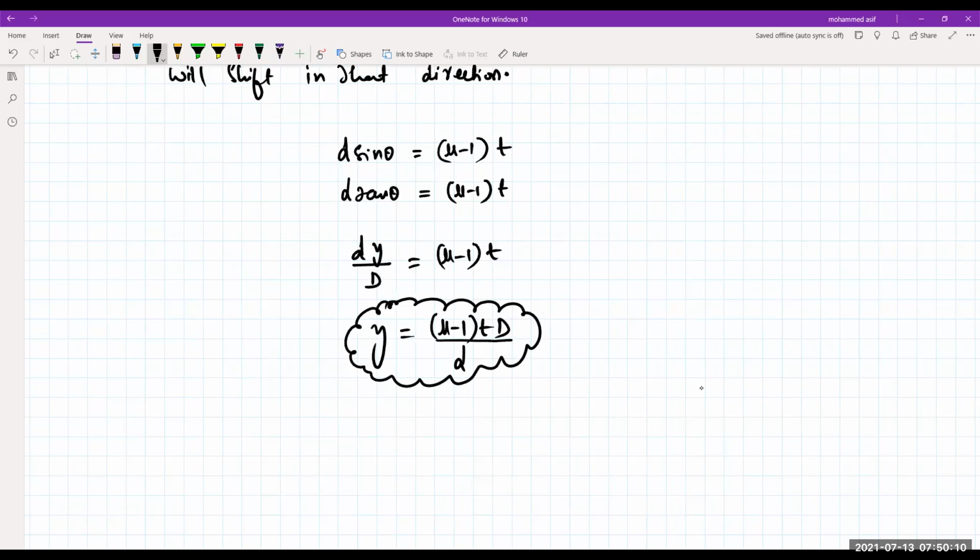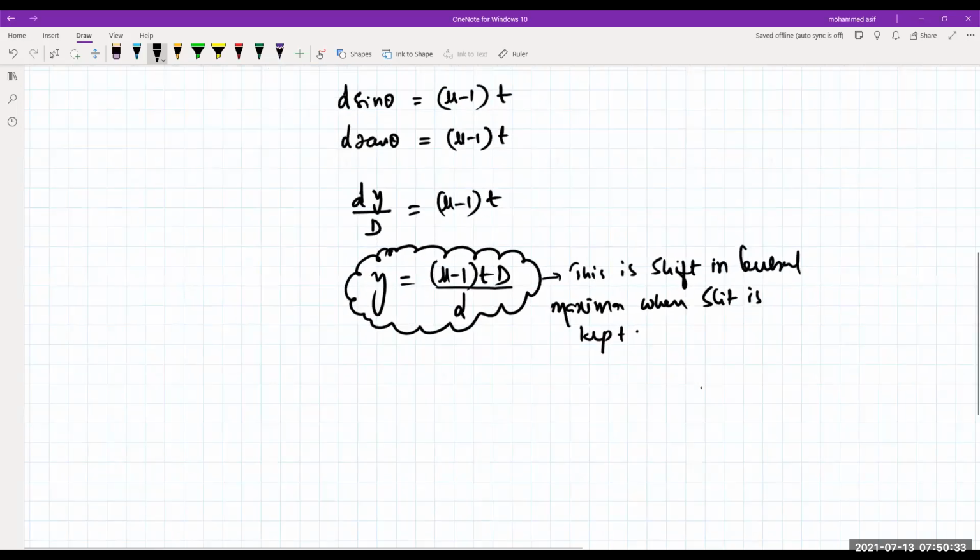So this will be the central maxima in the direction of the slit. So I can write this is the shift in central maxima when the slit is kept.